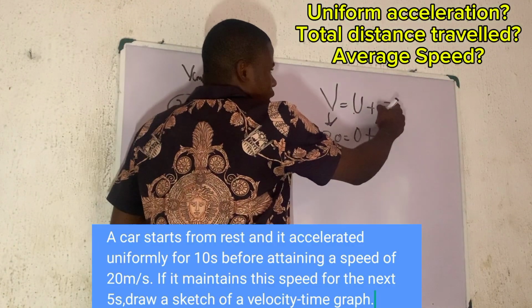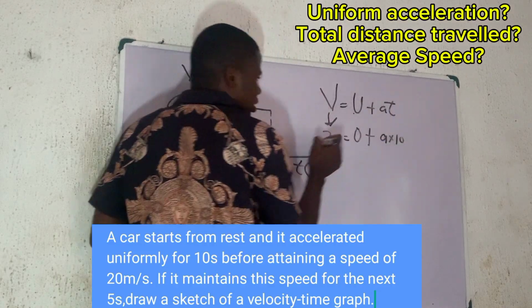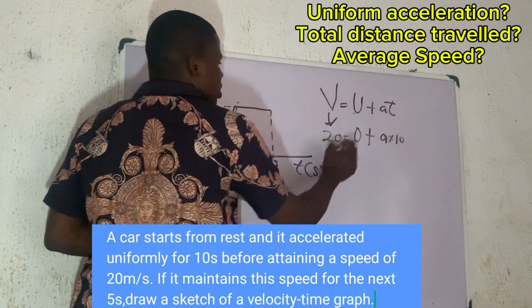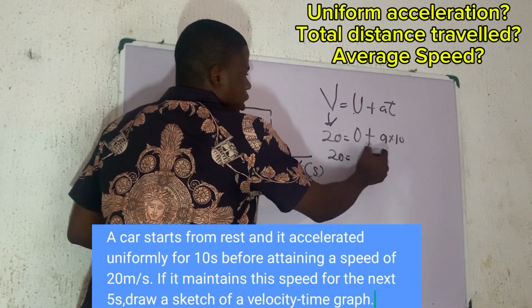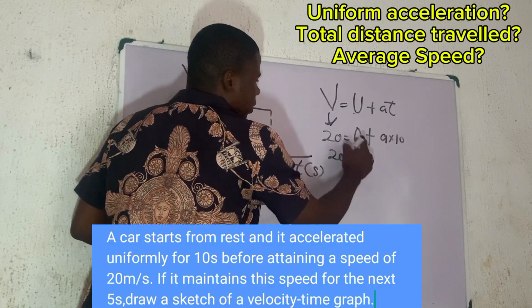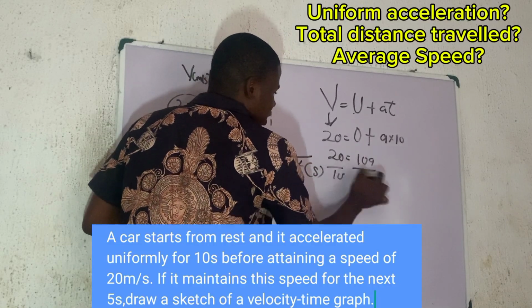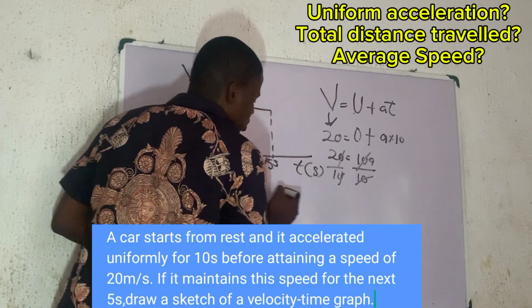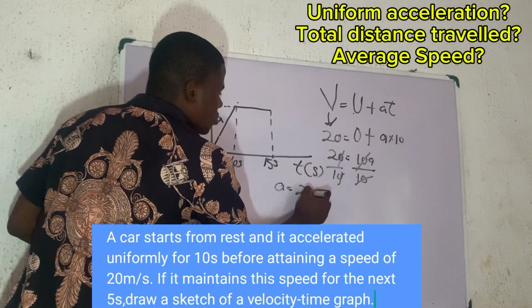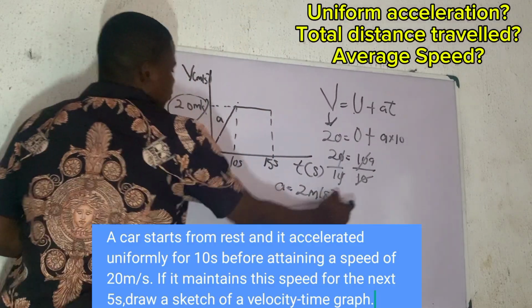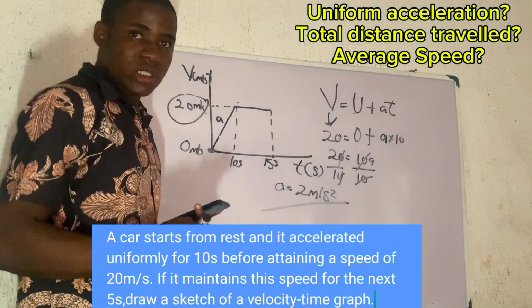So the time we are taking now is 10. So I have 20 equals a times 10, which is 10a. 0 plus 10a is still 10a. So the acceleration will now be 20 over 10. Cancel, cancel, cancel the 0. So acceleration is 2 meters per second squared. So I've gotten the acceleration. Does it make sense? It should.